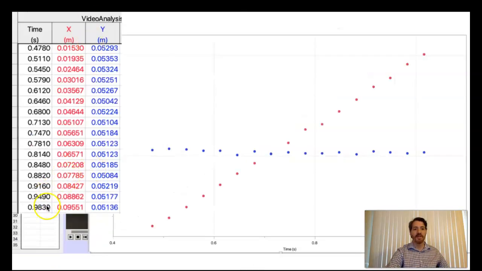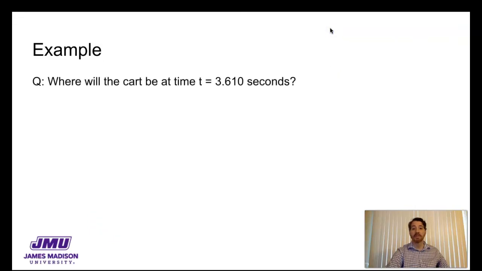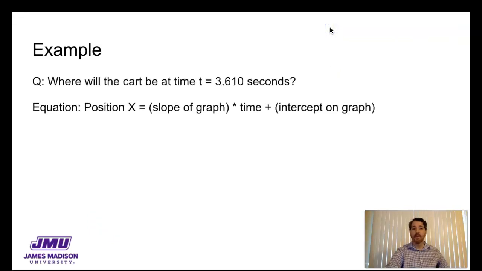I didn't go as far as 3.610 seconds, so I can't just read that off the graph. But because I got an equation off the graph, I can make a prediction. So I take that y equals mx plus b, and I convert it over into a physics description of y equals mx plus b. It becomes position in the x equals the slope m times time plus my intercept.